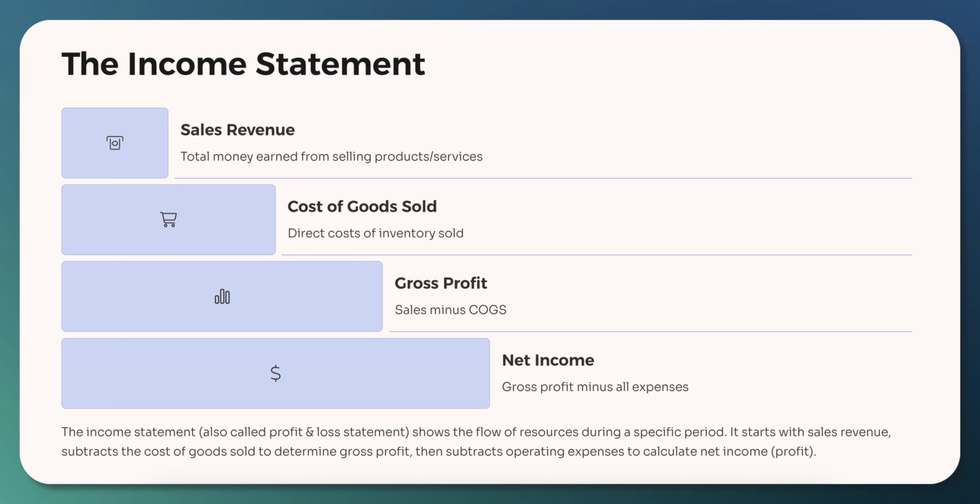Now, all of the cost of goods sold, so all of the direct costs related to selling the pizzas: the pizza boxes, all of the ingredients. Those are the direct costs of goods sold. After all the sales revenue minus the cost of goods sold, that's your gross profit.